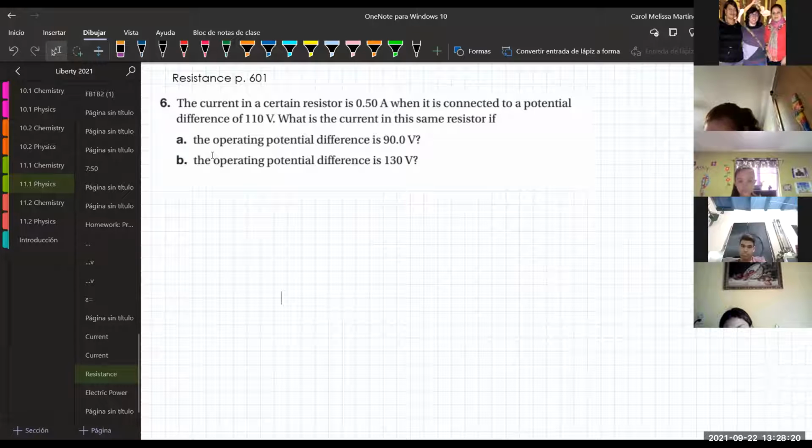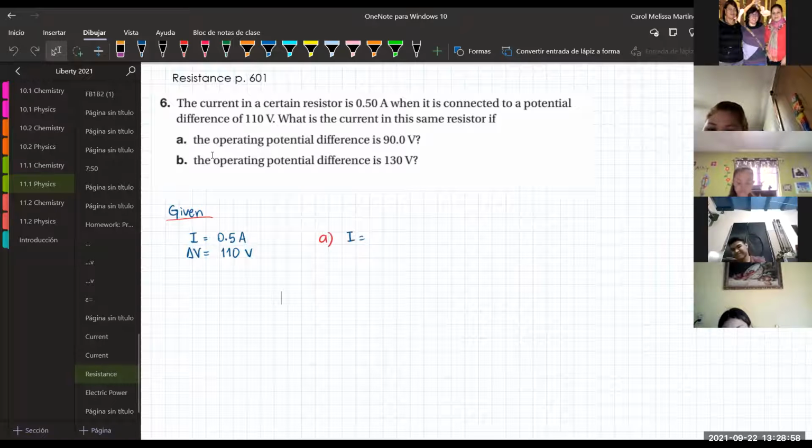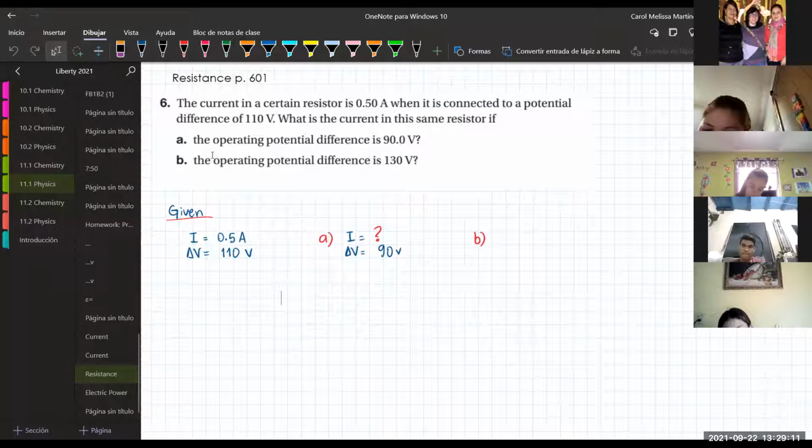The givens are, for part A, they are giving you a resistor which has this current, 0.5 amperes, a potential difference of 110 volts, and they're asking me to find the current in part A. The current is unknown, but now the potential difference changes to 90 volts, and in part B it says that I need to find the current and the potential difference is 130 volts.